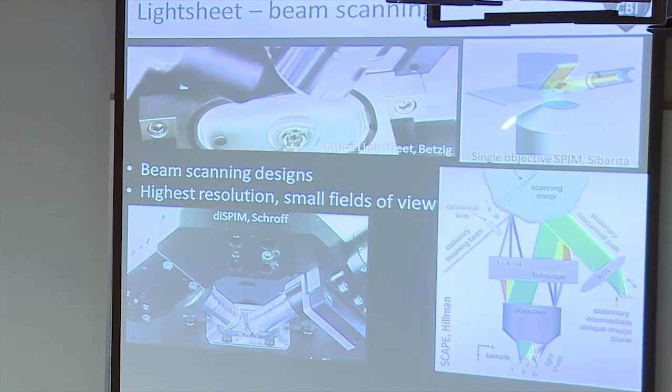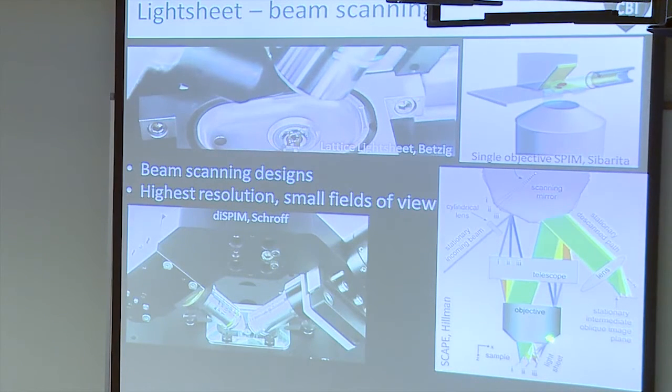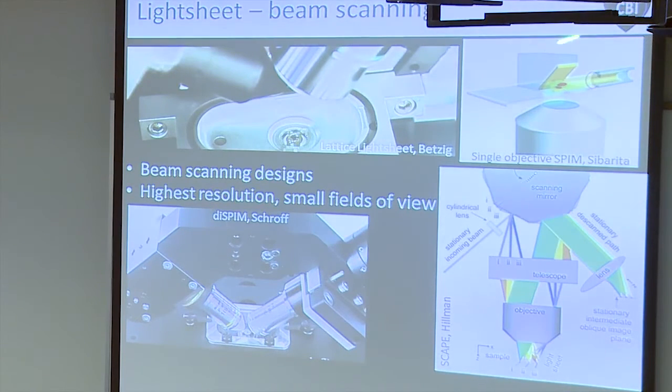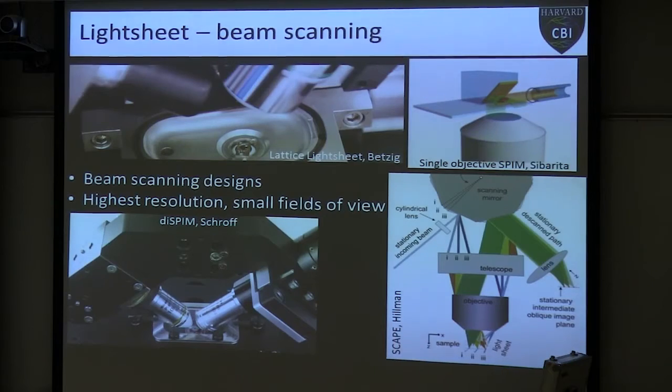Again, single objective, so it's a little less steric hindrance, but this light sheet can't be projected over that long a distance while maintaining its properties of thickness and length. Same with this design up here. Okay, so again, these give you really good resolution, but unfortunately, you're restricted to a pretty small sample size.